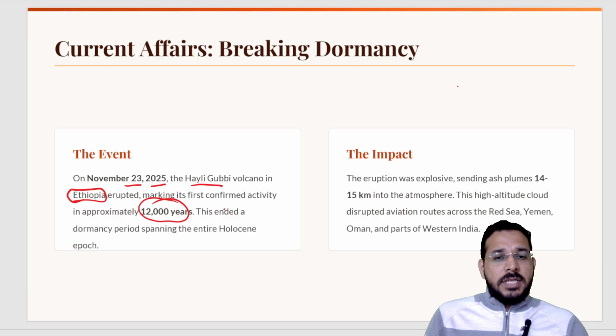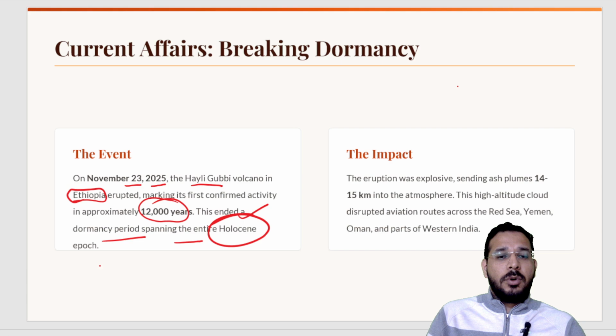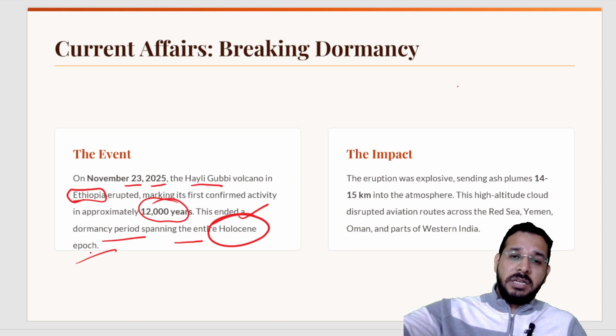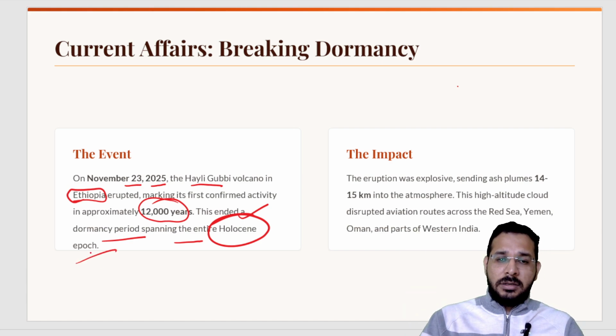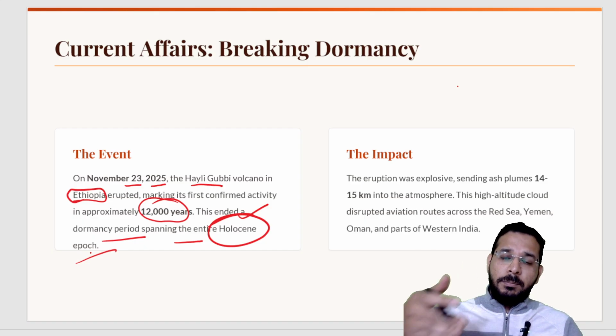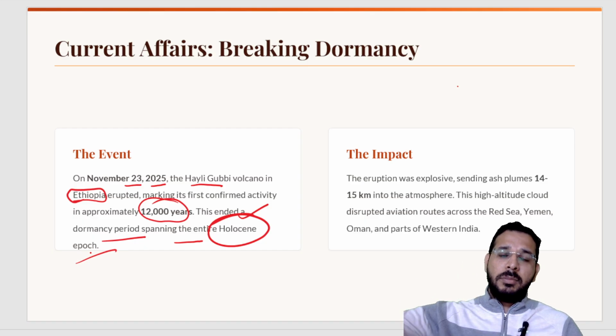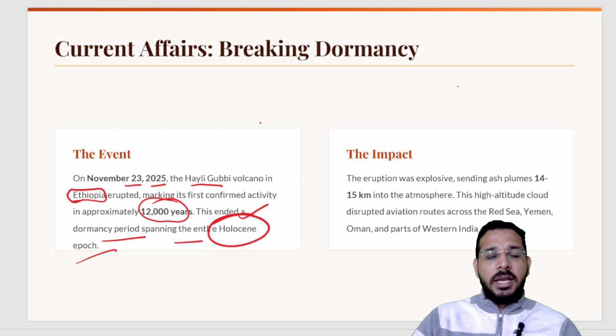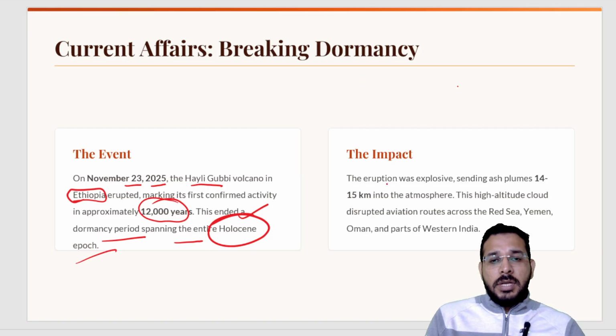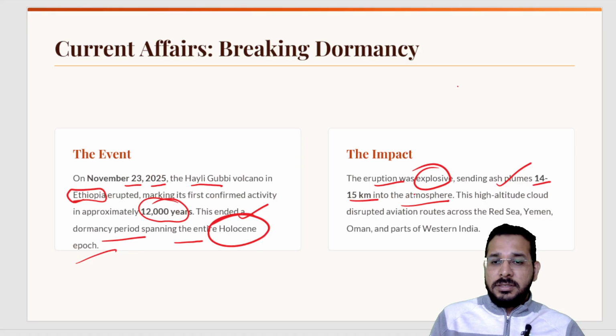Now the eruption of Hayli Gubbi ended a dormancy period spanning the entire Holocene epoch. At the end of the Pleistocene, this erupted. After the Pleistocene, the complete Holocene epoch, this was in a dormant stage. Now it erupted again. The eruption was explosive, sending very high ash plumes, 14 to 15 kilometers, into the atmosphere.